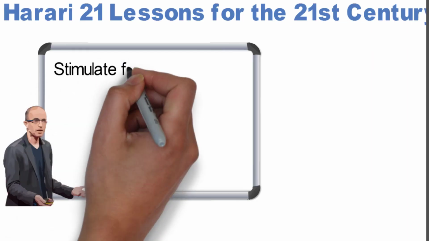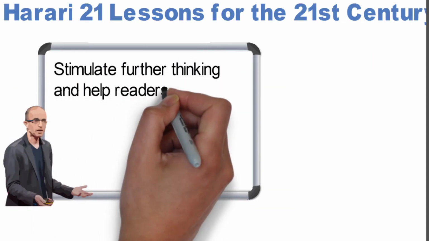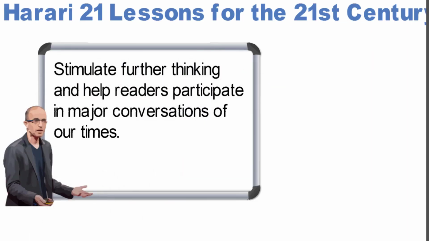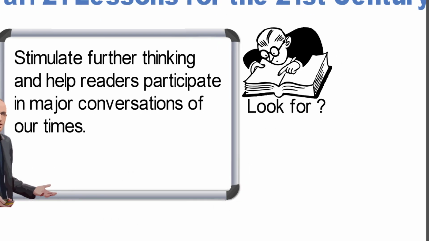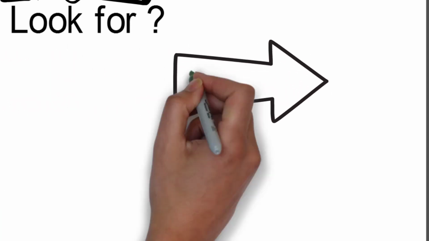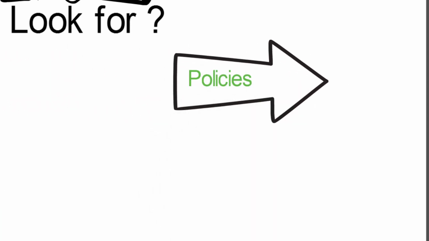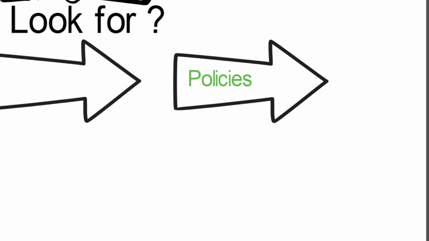he's identified in there. One of the reasons why Harari uses the word lessons is he says that what he wants to do is stimulate further thinking and help readers participate in the major conversations of our times. So what should we be looking for as we read through 21 Lessons? We should be looking for things that are policies. And we'll give an example of that later on.